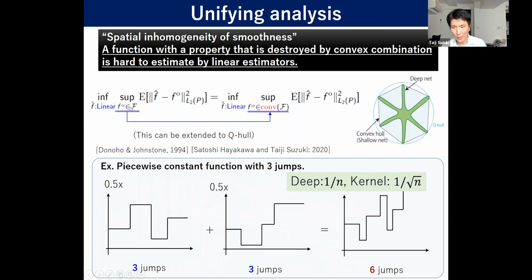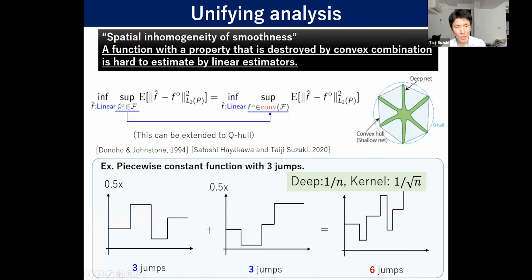The convex hull argument can be written by this equation. We have considered the minimax optimal rate for the linear estimators. The minimax optimal rate is the same as the minimax optimal rate on the convex hull of the target function class.